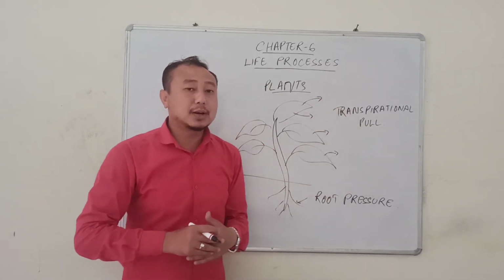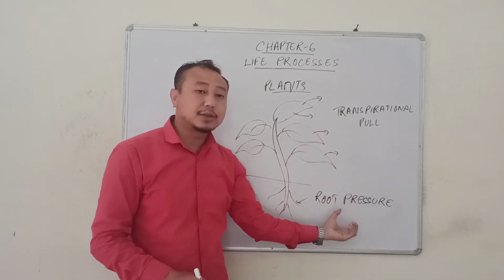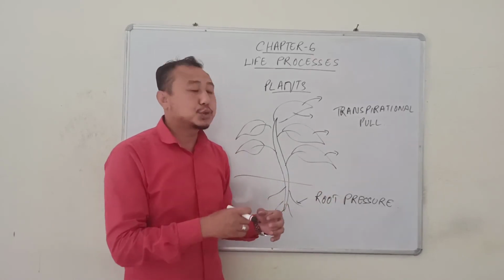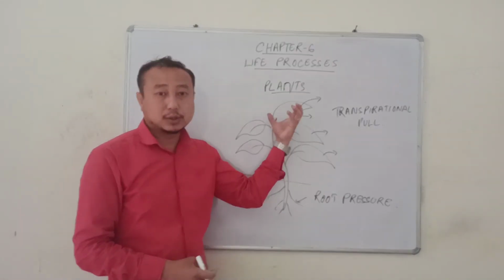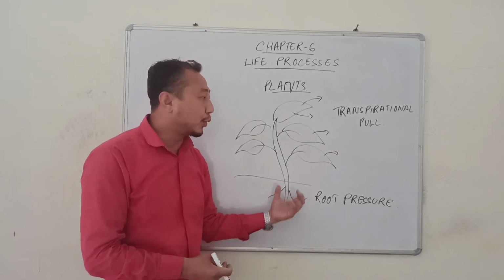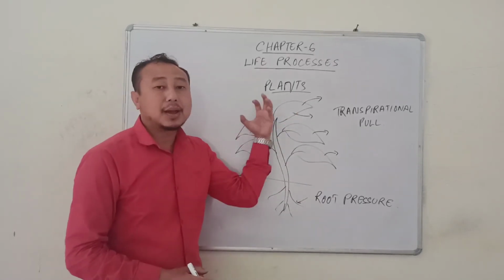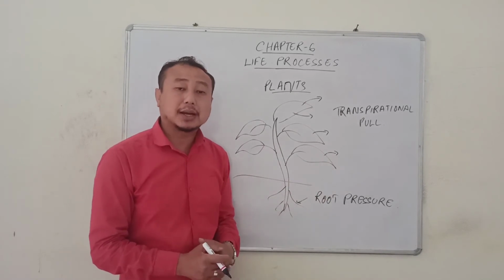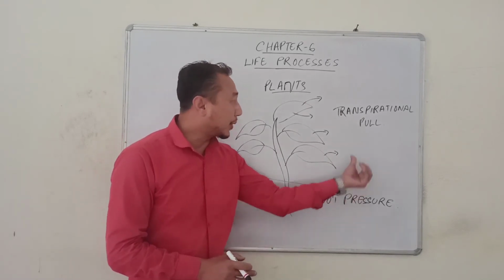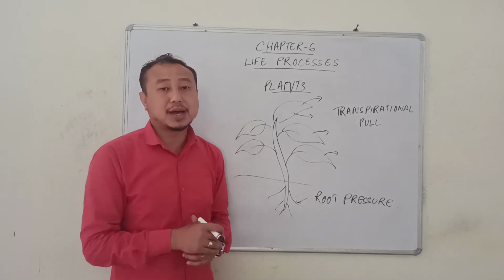So in case of the higher plant, both the transpirational pull and the root pressure are used to pull the water upward or to supply the water from the root portion to the shoot portion of the plant. So in this way, the xylem helps in the transportation of water and minerals by the help of root pressure and the transpirational pull inside the plant.